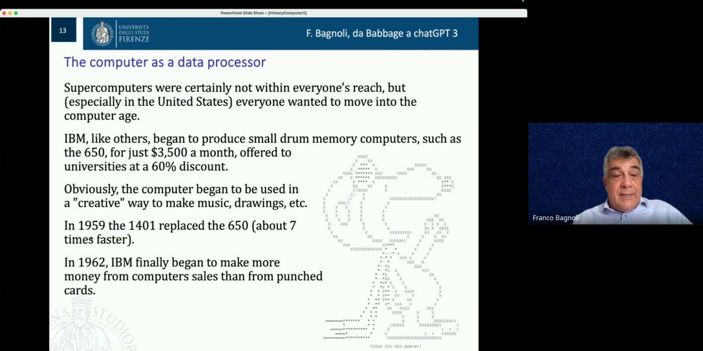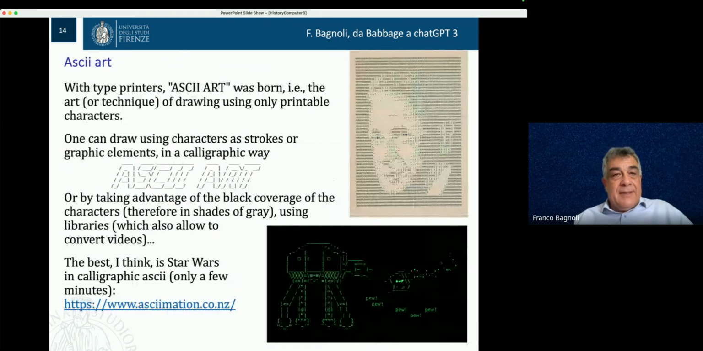because screens were not so common. 62 is also, in some sense, the end of an epoch, because you can imagine IBM finally started to make more money selling computers than selling punched cards, so cards to be punched. These are other examples of ASCII art.